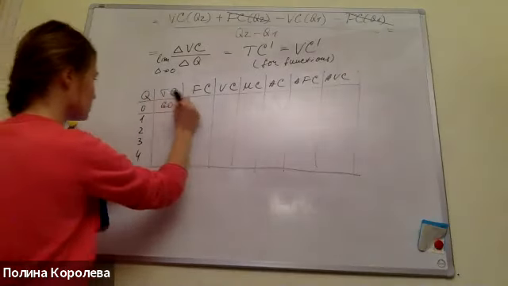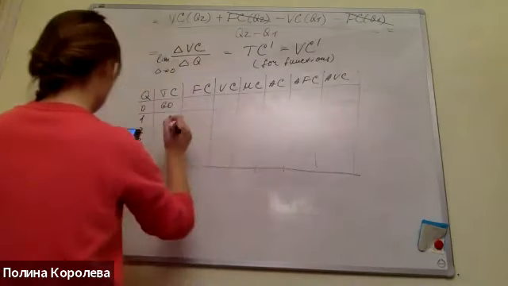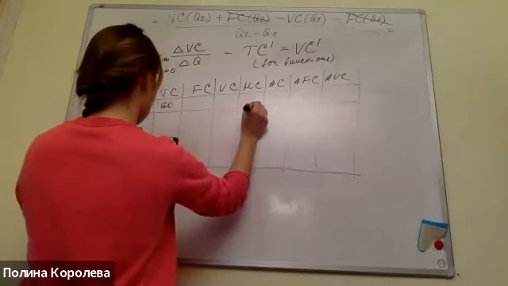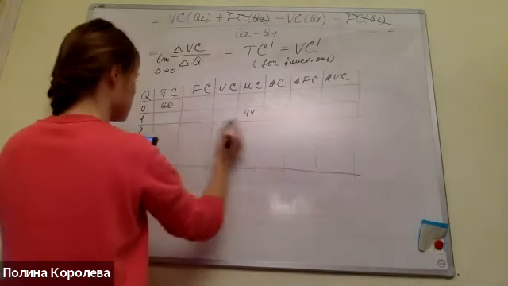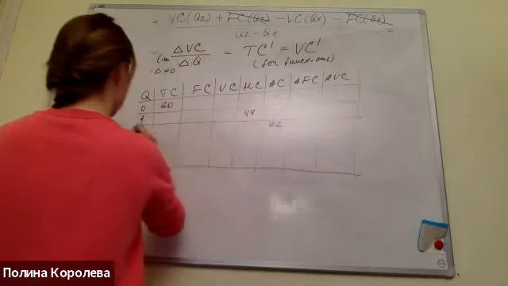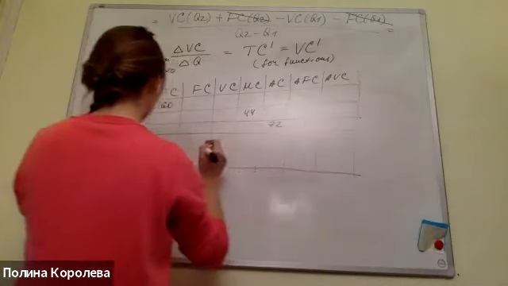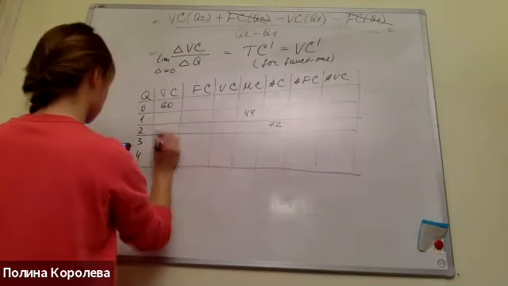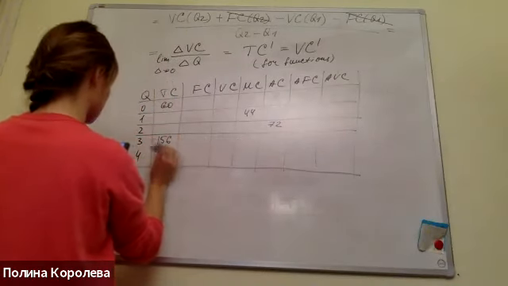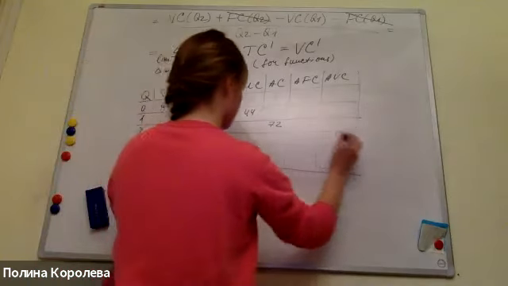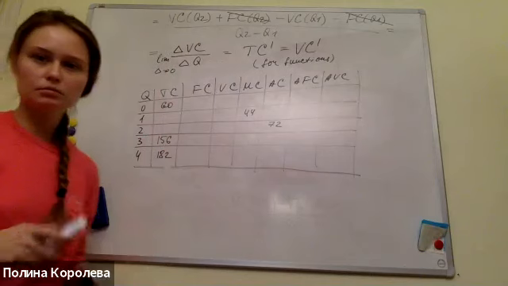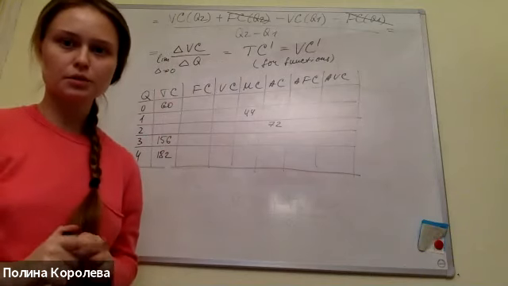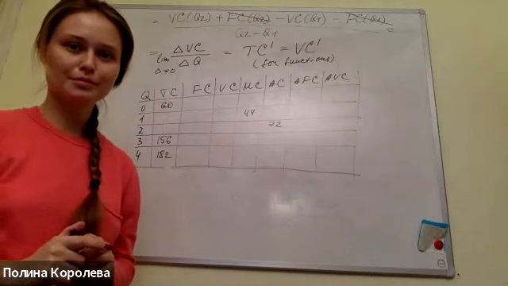Here's 60, then here 44, here 72. Okay, who wants to start? Only Nastya? Okay, Nastya, please.